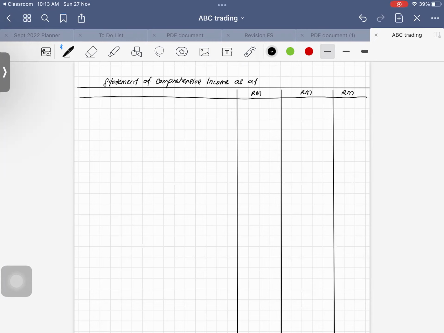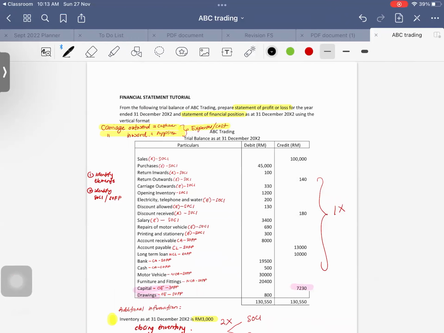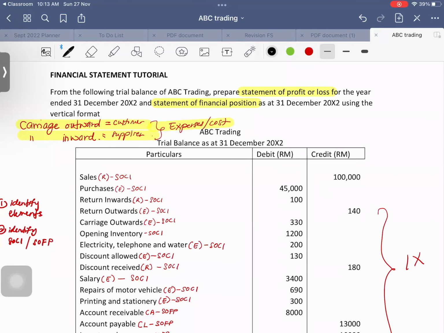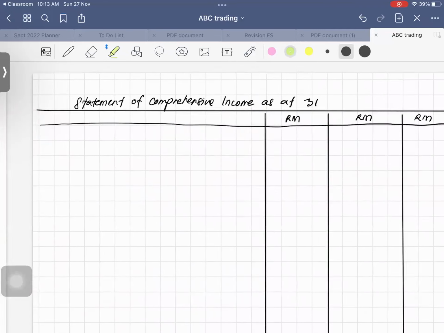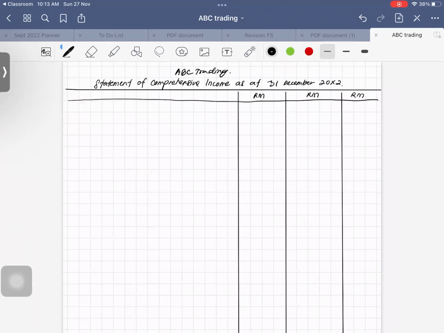Dia punya closing date is 31st December, 2000x2. ABC Trading. Okay. So buat SOCI, first thing first is sales. Nanti tiba-tiba pula short sendiri.